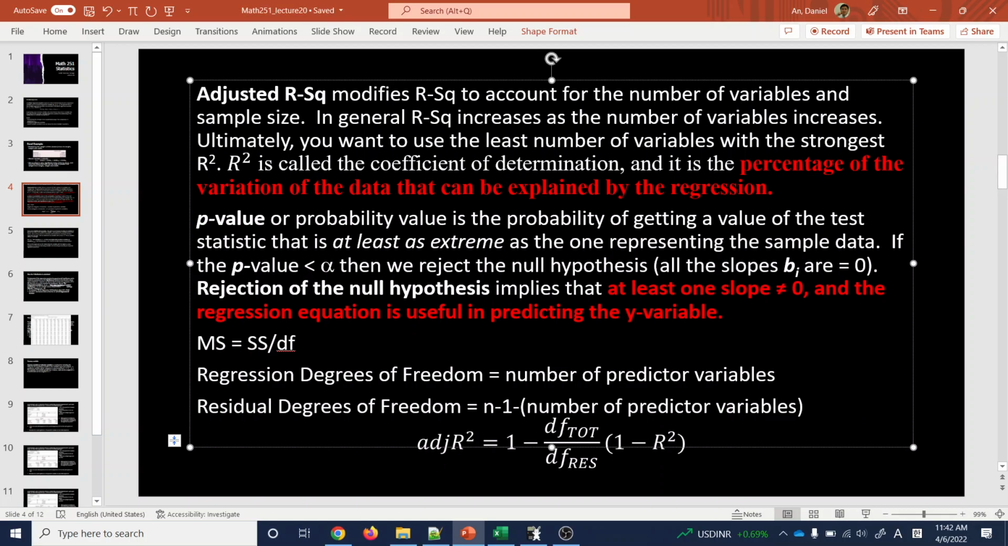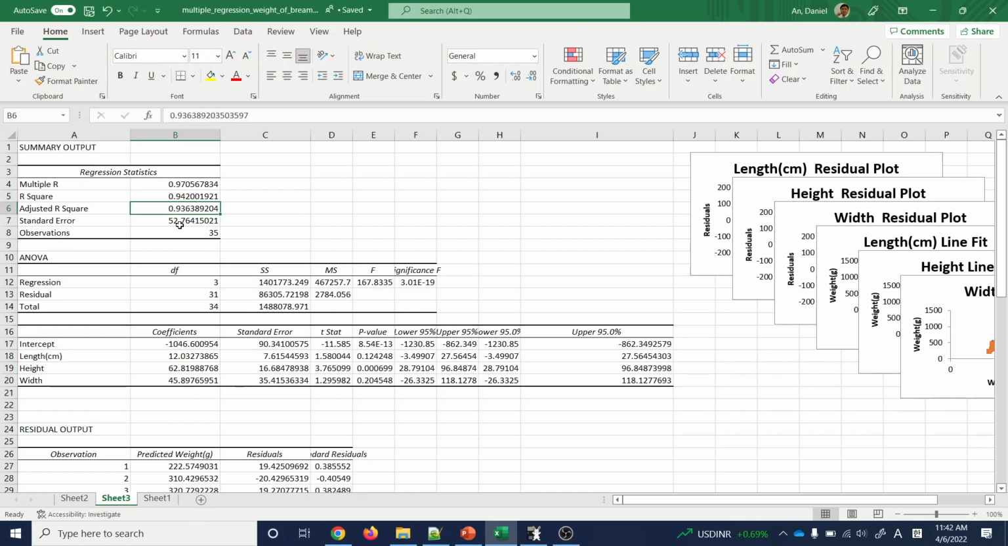And of course, 93.6% means that this regression is doing a great job in explaining the data. If the adjusted R squared is small, then even if you have some correlation, it might not be doing a good job in explaining the variance of the data, and you may have to look for additional reasons why the data is varying.